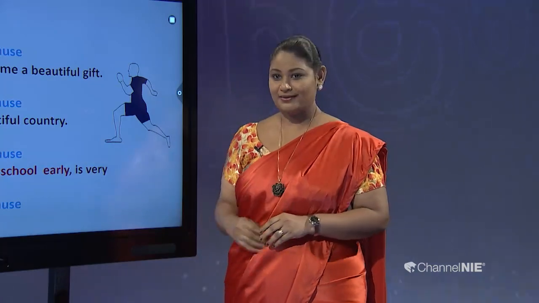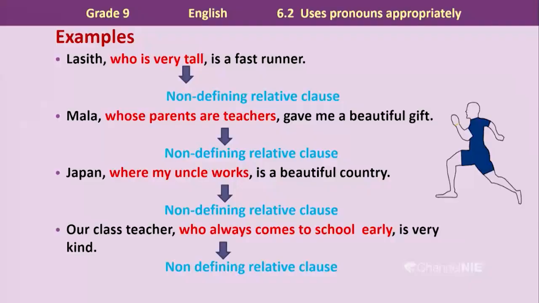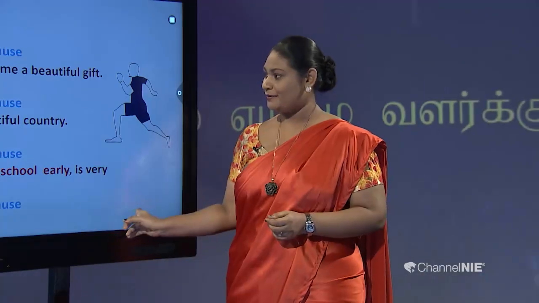All right, the next one. Japan, where my uncle works, is a beautiful country. Where my uncle works is a non-defining relative clause. Right, you don't need that information as well. Our class teacher, who always comes to school early, is very kind. Who always comes to school early is the non-defining relative clause. All right, so who always comes to school early is not a matter. So you can say our class teacher is very kind, right?